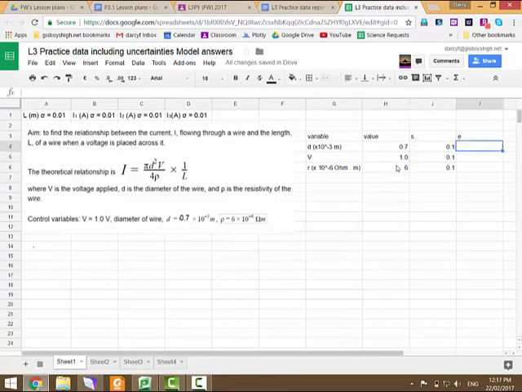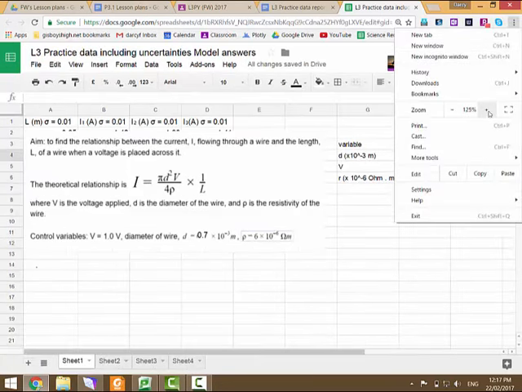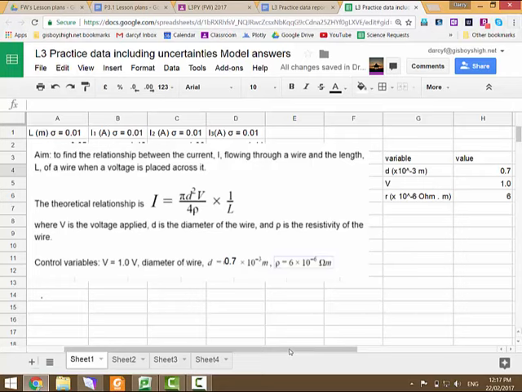Is that big enough to see at the back? Yes? No? I'll make this a bit bigger, and because we don't need the theory statement now, we move that over.